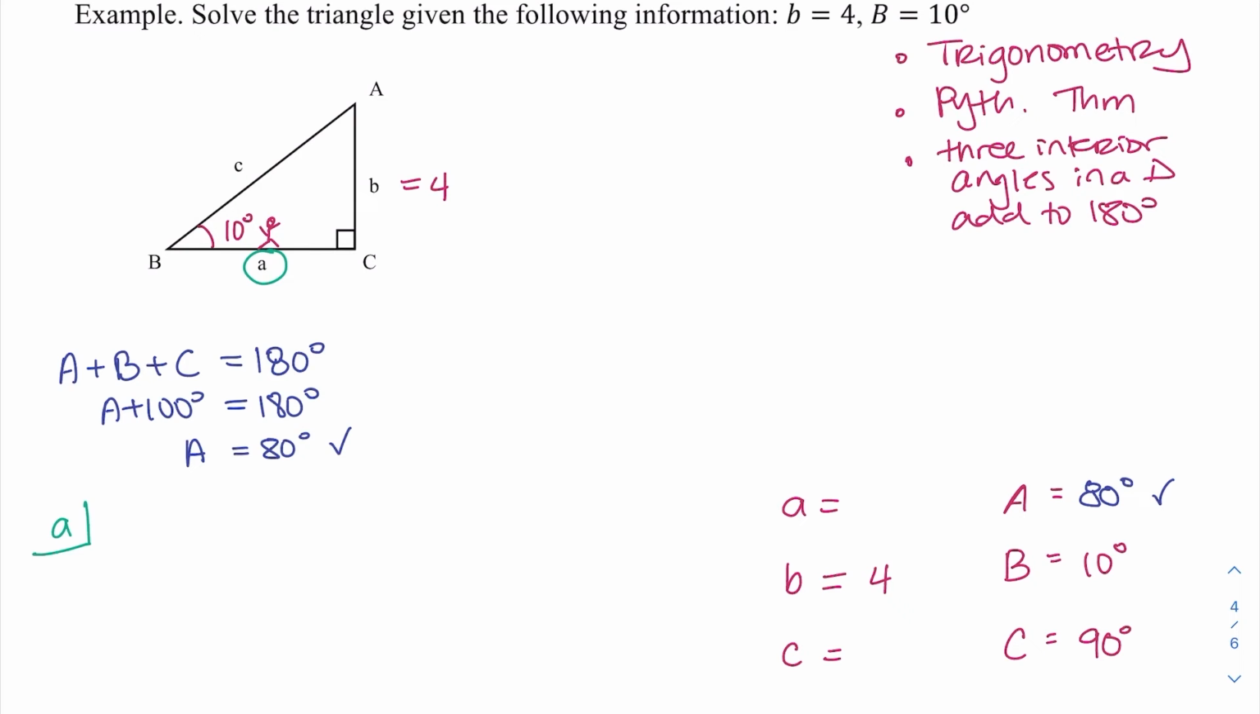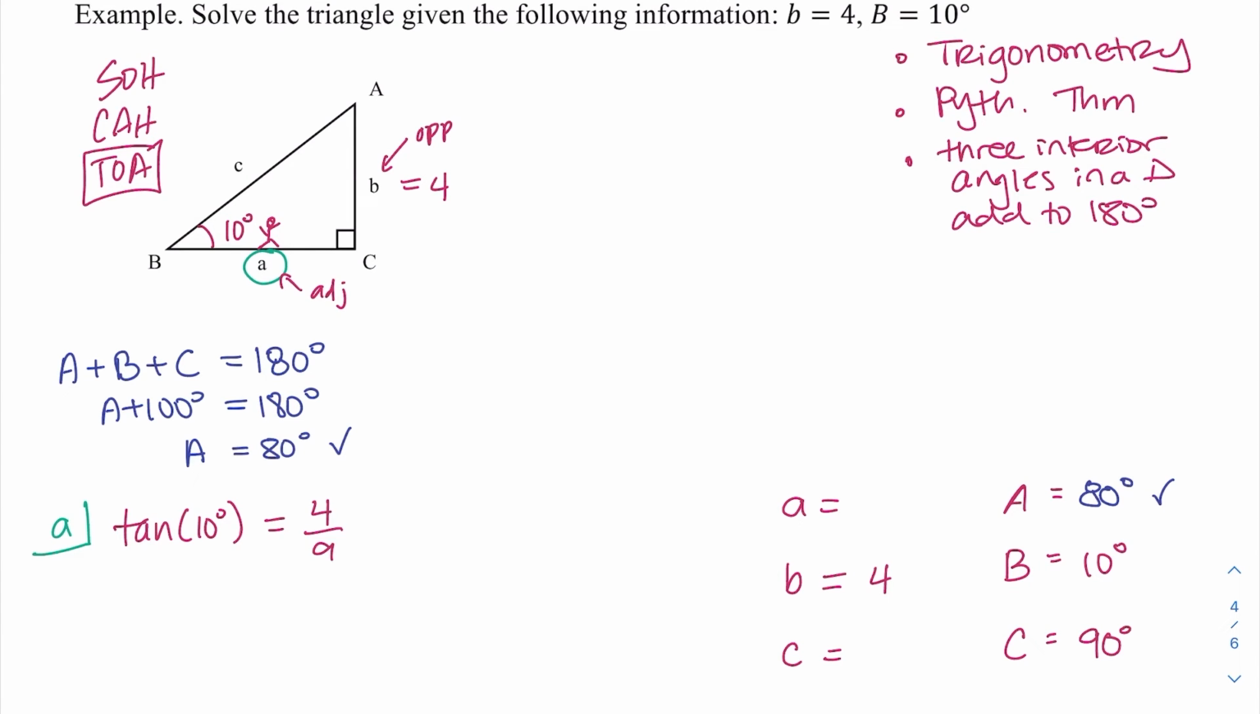and again, just in reference to this angle, B would be the opposite. A would be the adjacent side. Okay, opposite and adjacent. Well, I gotta write out my SOHCAHTOA, so I don't forget. And I see that tangent is the function that relates opposite and adjacent side. So I can write tangent of 10 degrees is opposite over adjacent, so 4 over A.